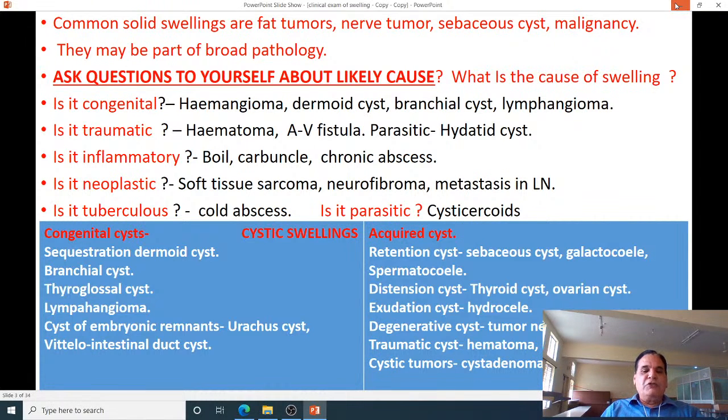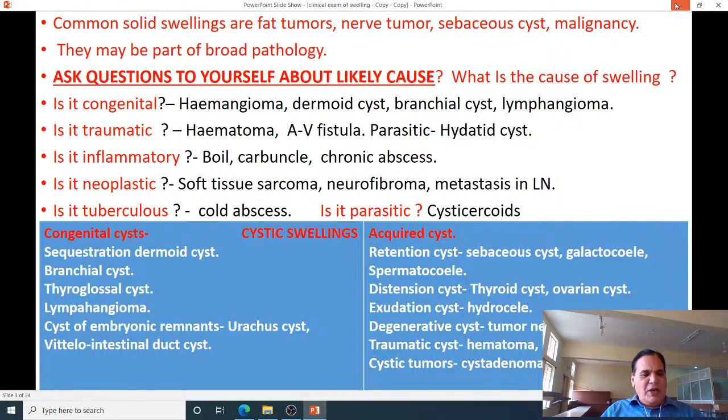Okay. So what are the swellings? All the cystic swellings, what are they? They are either congenital or acquired. If you just go through this graph, your diagnosis is certain. Congenital swelling, commonest on the face, sequestration dermoid cyst. In front of the neck, branchial cyst or thyroglossal cyst. It can be lymphangioma just below the chin of the mandible. And in the abdominal wall, a remnant of a urachal cyst, you get a urachal cyst near the umbilicus. And there can be vitellointestinal duct. These are the commonest congenital cysts.